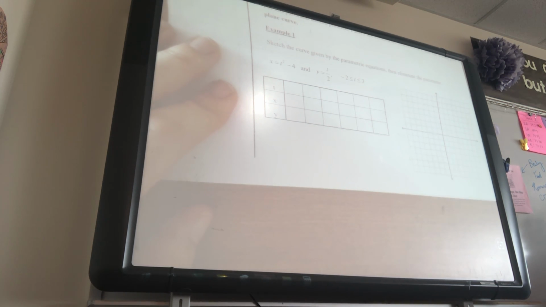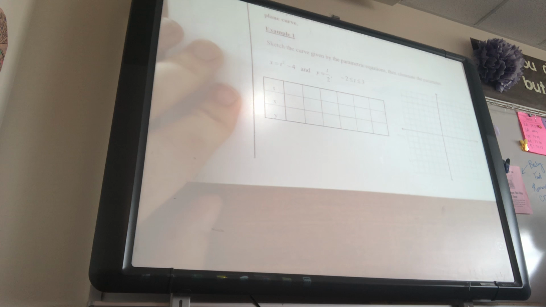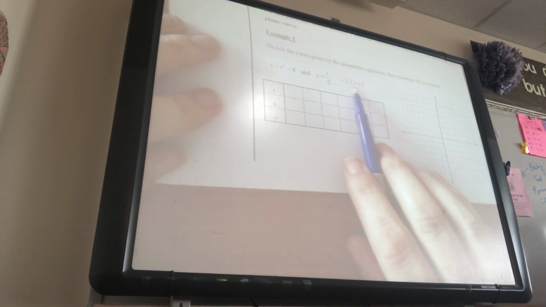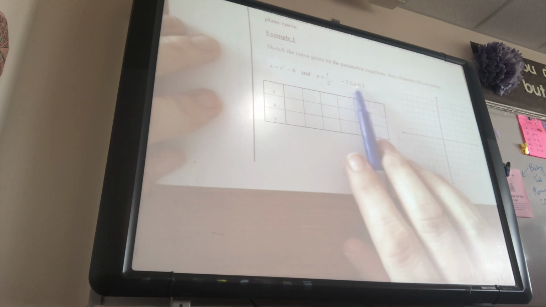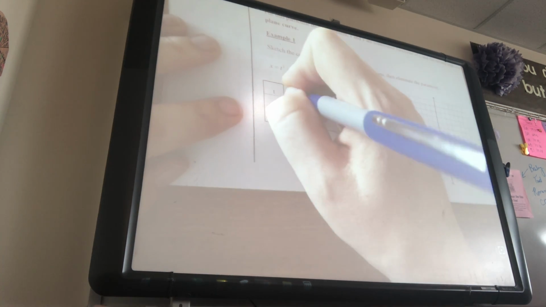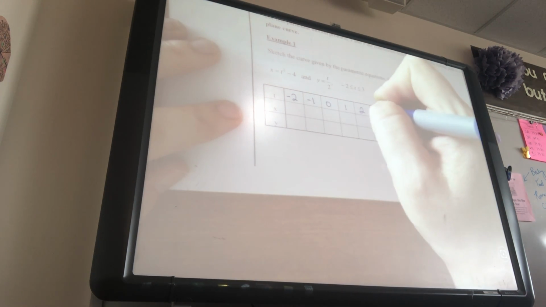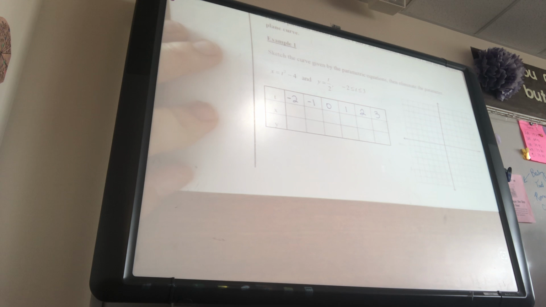Yeah. All right, here we go. Let's go over it. You're either stuck or you're done. All right. So what is the importance of this piece right here? Tells me my t values. So my t values are -2, -1, 0, 1, 2, and 3. This time I made sure to put enough columns.